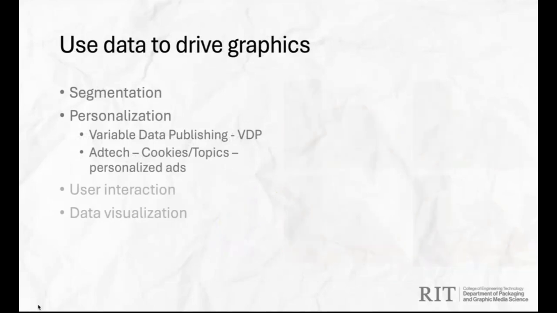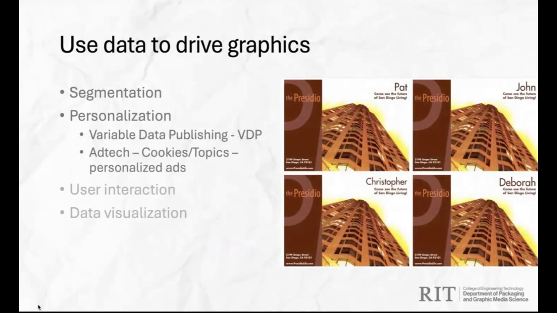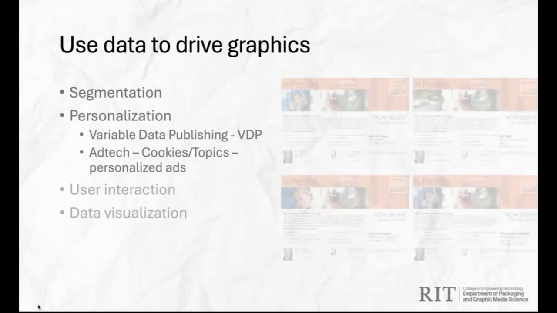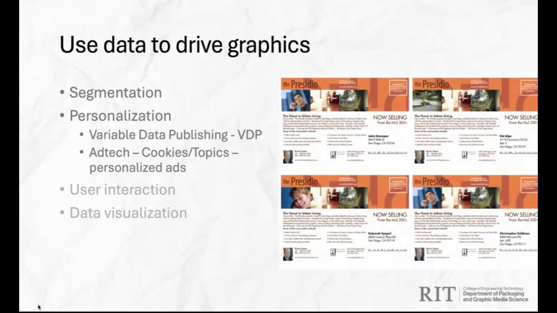Data-driven graphics helps us to be more targeted in our messaging. We are seeking a call to action, and the more we make our graphics relatable to our audience, the more likely we can achieve our objective. VDP, or variable data publishing, is used to create graphics using conditional rules-based logic. It can be for segmentation or personalization.